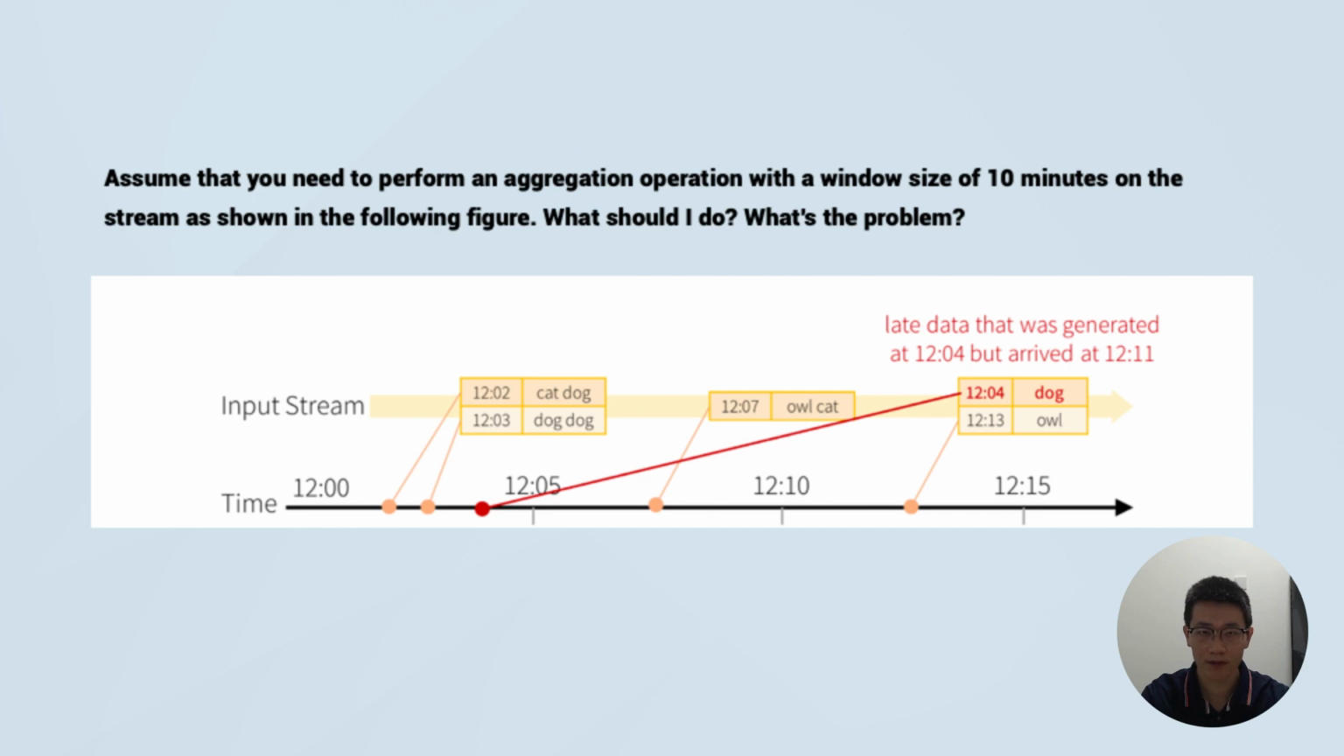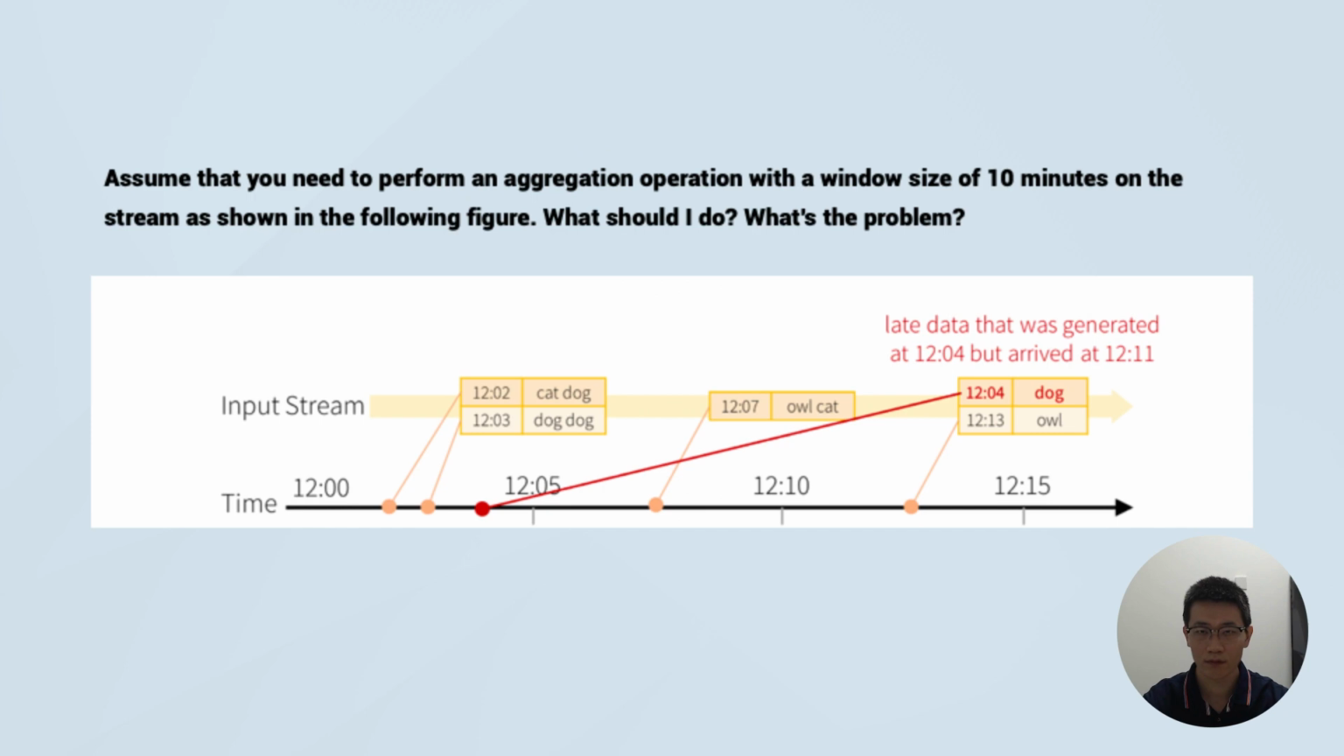Suppose we are performing a 10-minute aggregation operation within a process. How should we go about it? And what problems might we encounter? Let's assume we have a diagram here, and below is a timeline.